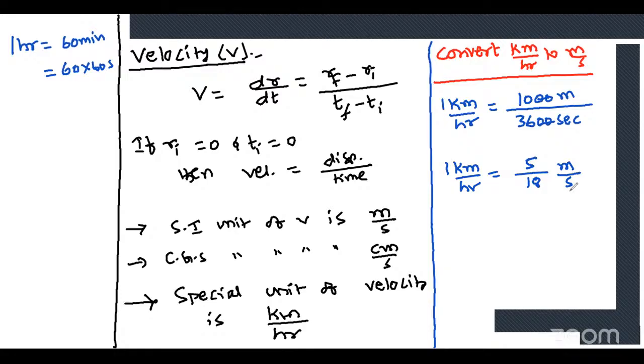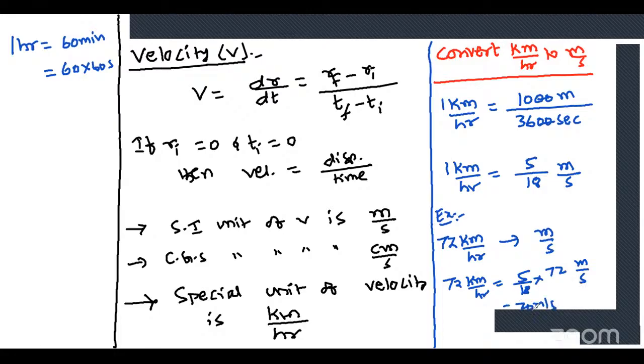For example, convert 72 kilometer per hour into meter per second. That means 72 kilometer per hour equals 5 by 18 into 72 meter per second. That is nothing but 20 meter per second. Is it fine?